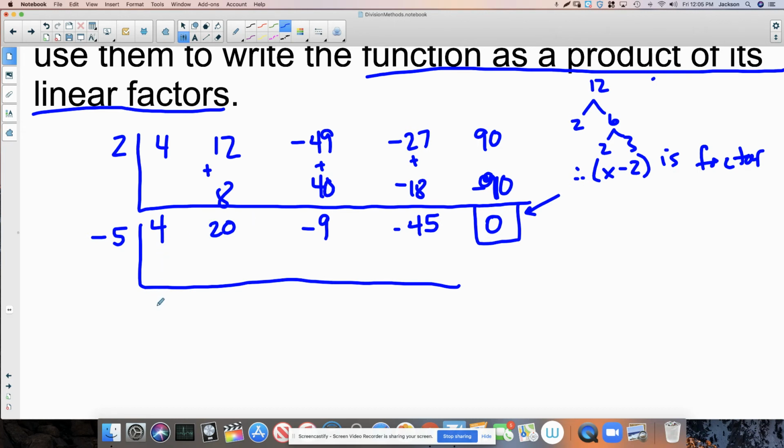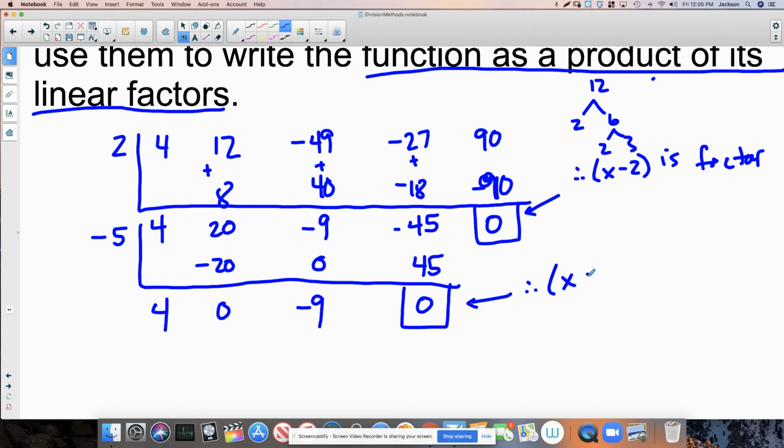Now we drop the 4 down again. The process doesn't change here. So we get -20, we add, we get 0. -5 times 0 is 0. -9 plus 0 is -9. -5 times -9 is +45. And sure enough, we get 0 for this remainder. So again, this is telling us that x plus 5 is my second factor.